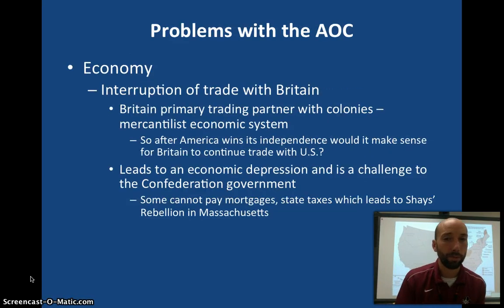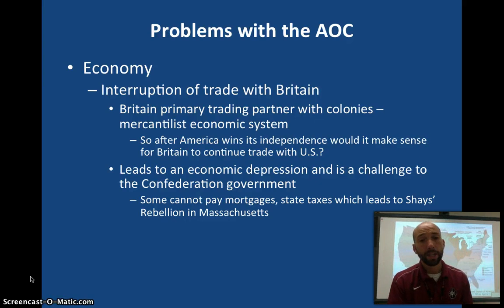Now let's get into some problems with the Articles of Confederation. The main problem, like I said, all stems from the fact that it creates a very weak central government. And this is a major debate in American history. How strong should the federal government be? One problem is that the economy doesn't go very well, and that's because we stopped trading with Great Britain, and they were our primary trading partner during the colonial days, and so we take out our primary trading partner, we don't have anyone to trade with.